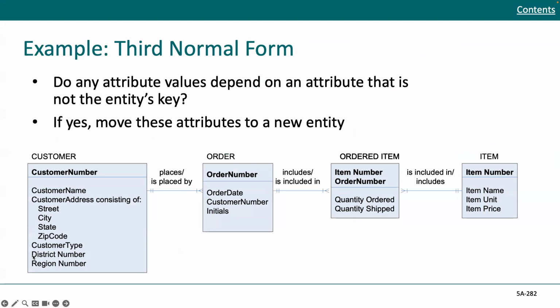So here we have a customer. Now we have ordered items and items. And so this is what we have. Do we have an attribute value dependent on an attribute that is not the entity's key? If yes, move these attributes into a new entity. And that's where we have it. Now we have a lot cleaner database structure by going through this normalization process.